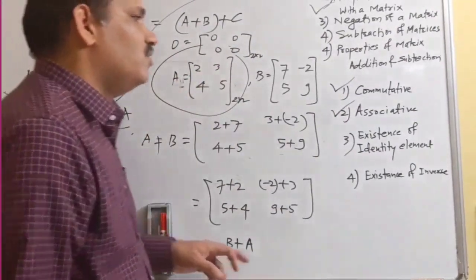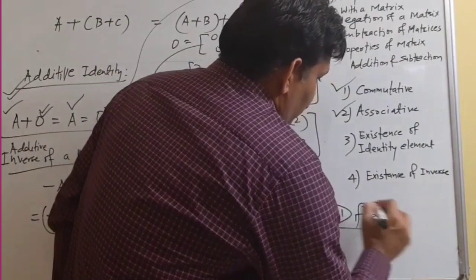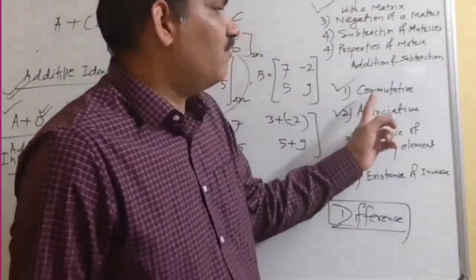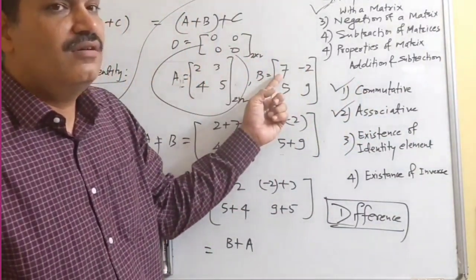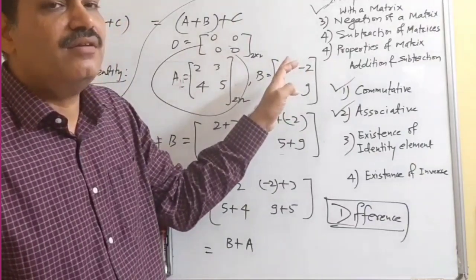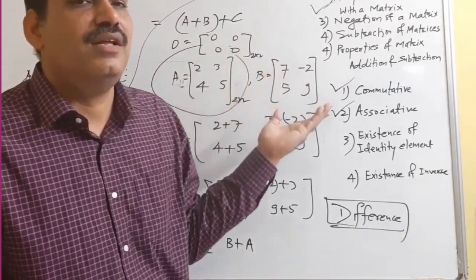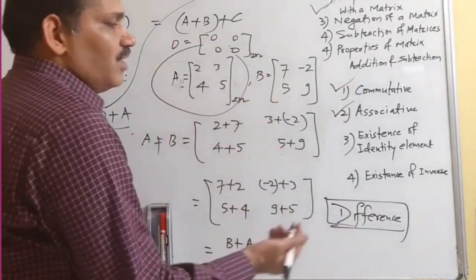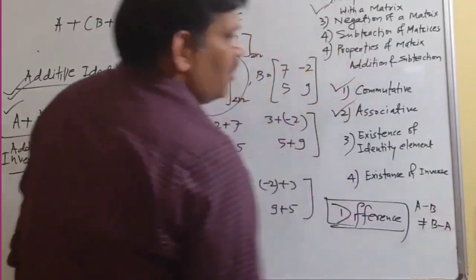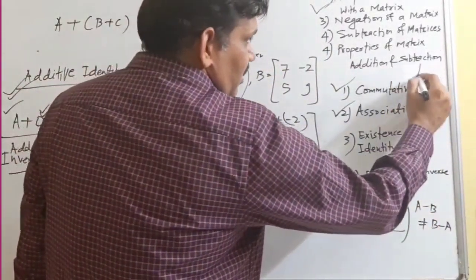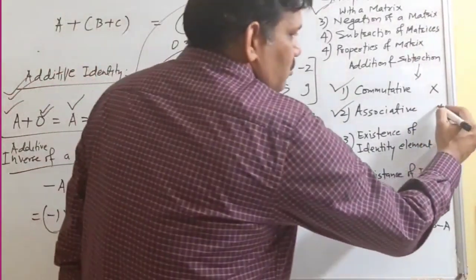Now, if we talk about properties of difference of two matrices. Obviously, it is not commutative, because when you subtract 2 from 7, you get 5, and when you subtract 7 from 2, you get minus 5. So 5 is not equal to minus 5. Obviously, A minus B is not equal to B minus A. So matrix subtraction is not commutative. Moreover, it is not associative.